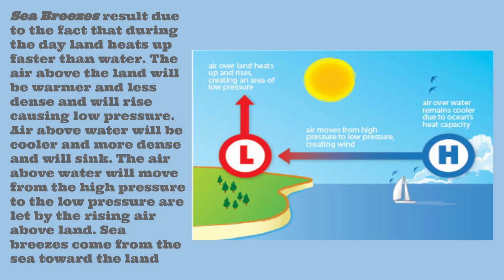This happens because during the day the land is going to heat up faster than the water, and therefore the air above the land is going to rise, right? And as this air from the land is rising, now the cooler air from the ocean is going to take over. The air above the water will move from the high pressure to the low pressure system, and therefore you're going to feel that breeze that is coming from the ocean toward the land.